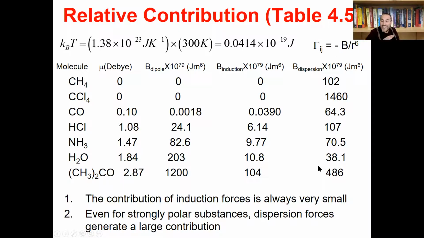Okay, so something that we can never neglect. The dispersion interactions are always there. On the other hand, the dipole and induced dipole interactions depend strictly on the presence of a permanent dipole. So usually the contribution of the induction forces is very, very small. Even for strongly polar substances, the dispersion forces generate a large contribution, so they can never be neglected.